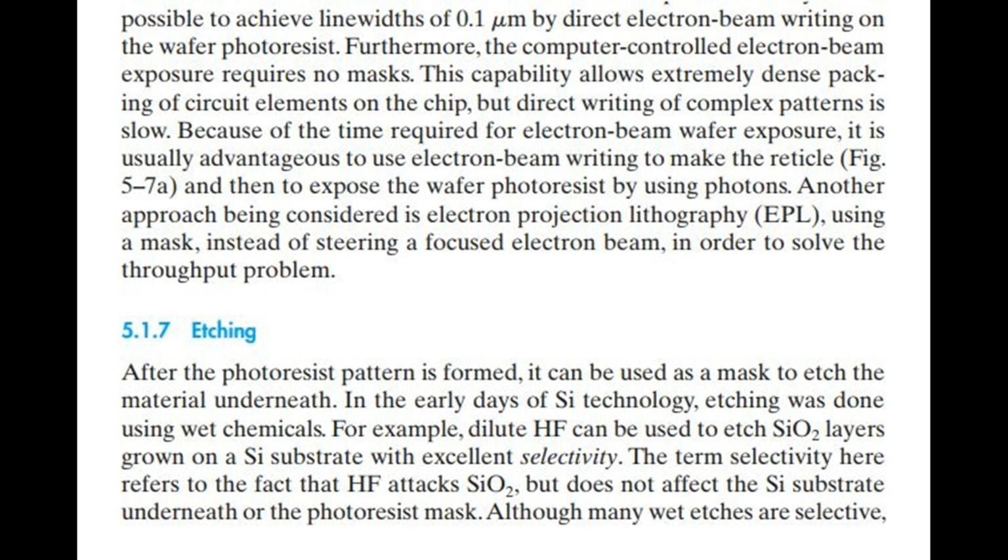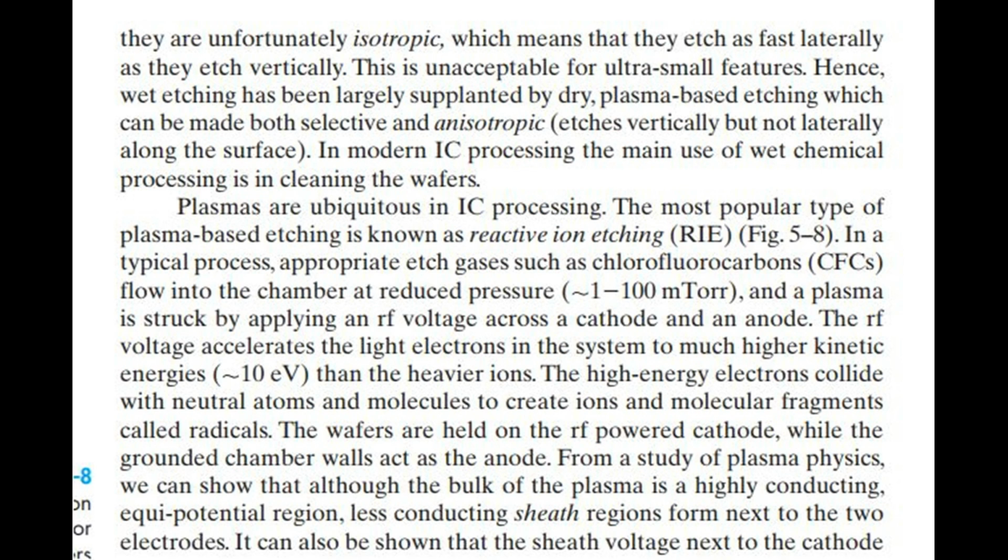Etching. After the photoresist pattern is formed, it can be used as a mask to etch the material underneath. In the early days of silicon technology, etching was done using wet chemicals. For example, dilute hydrofluoric acid can be used to etch silicon dioxide layers grown on a silicon substrate with excellent selectivity. The term selectivity here refers to the fact that hydrofluoric acid attacks silicon dioxide, but does not affect the silicon substrate underneath or the photoresist mask.